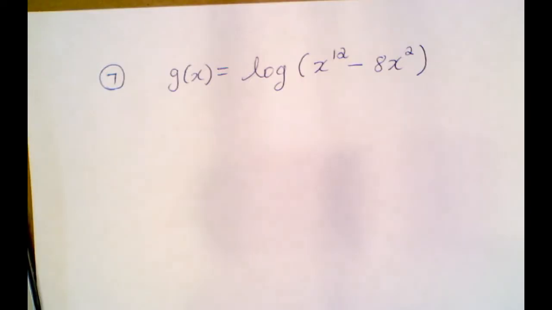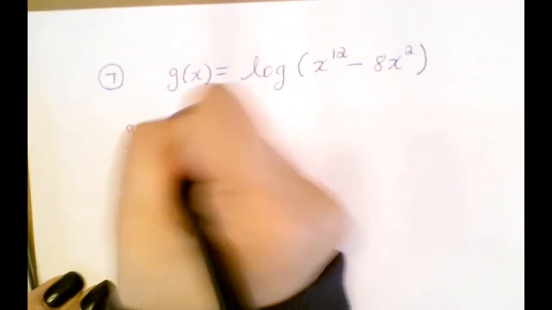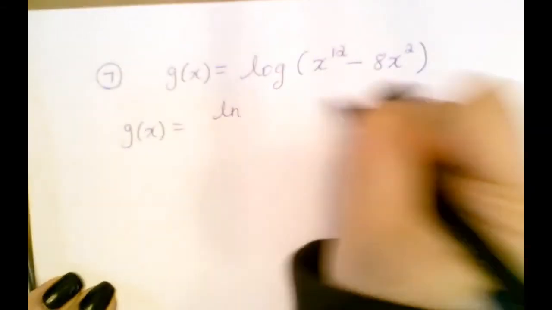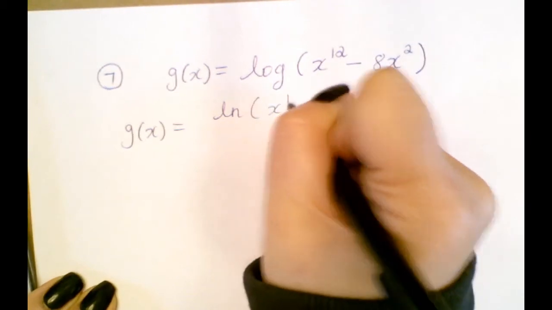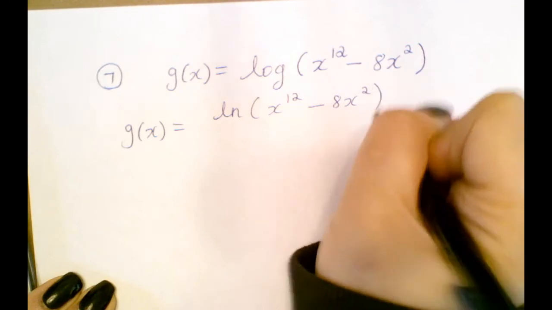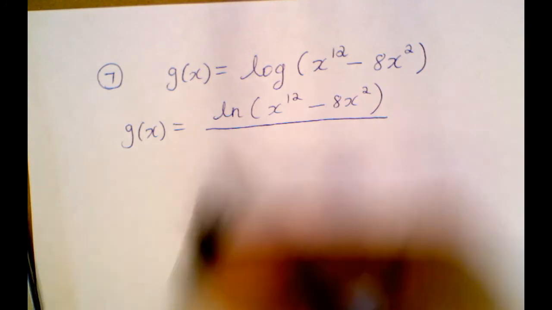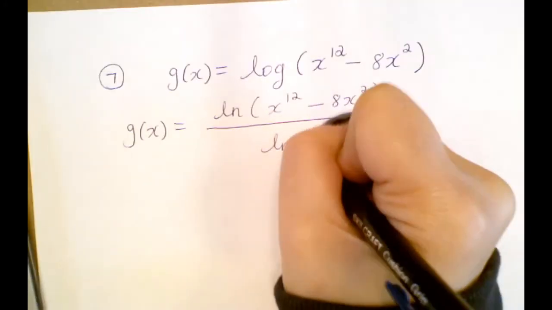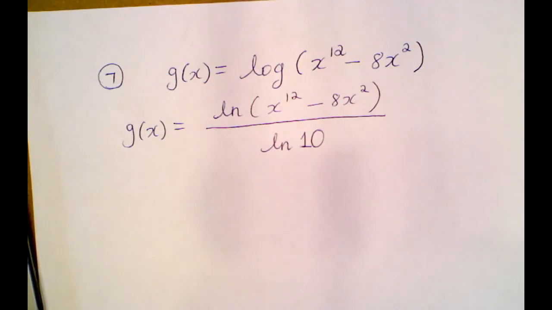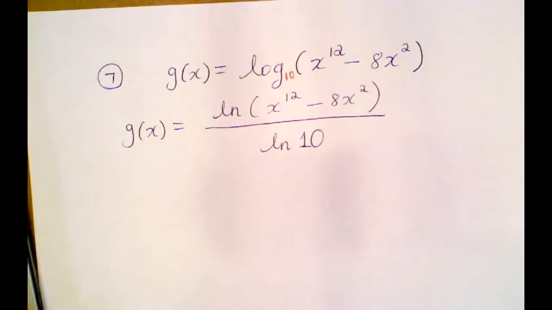let's take care of that. So use the change of base formula. What will you get? You get that g of x is equal to a fraction. The numerator is natural log of x to the 12th minus 8x squared. But what will you put in the bottom of the fraction, guys? And you're right, we're gonna put natural log of 10. And where did we get this random 10 from? It's a common log. The hidden base is 10 right here.